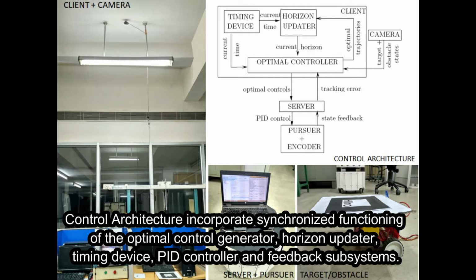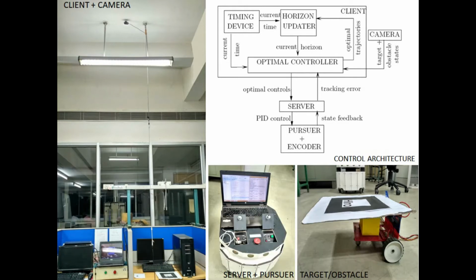A ceiling-mounted camera is coupled to the client and configured to read states of the pursuer, target, and the obstacle. The pursuer has encoders and inertial measurement units attached, which gather state information pertaining to the pursuer. Trajectory generation and execution are performed with shrinking horizon model predictive control policy.